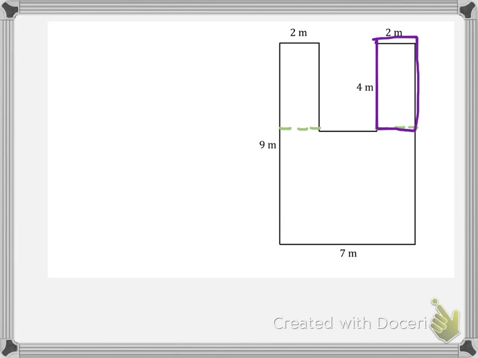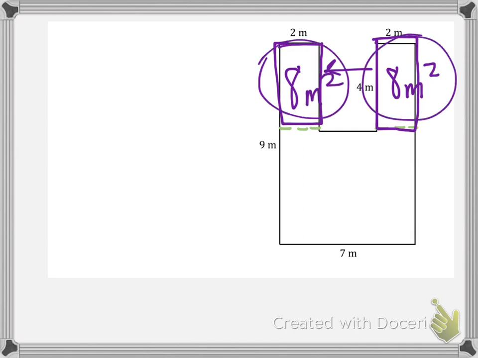And that 4 by 2 rectangle is 8 square meters. And then the other rectangle is the same size, because that's also 2 meters by 4 meters. 4 times 2 is 8 square meters. So those are the two rectangles on top. And then I just need the one on the bottom. And the one on the bottom looks like it's going to be a 7 by 9, right? 7 by 9, but it's not. 9 would be all the way to the top. And we don't want all the way to the top.